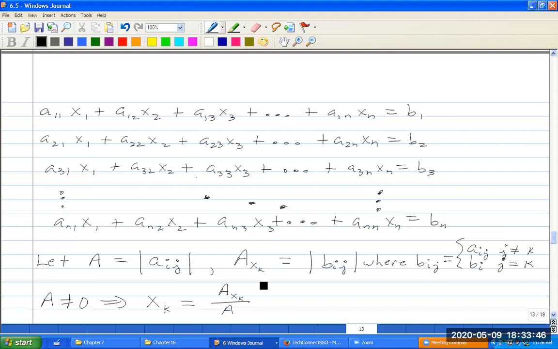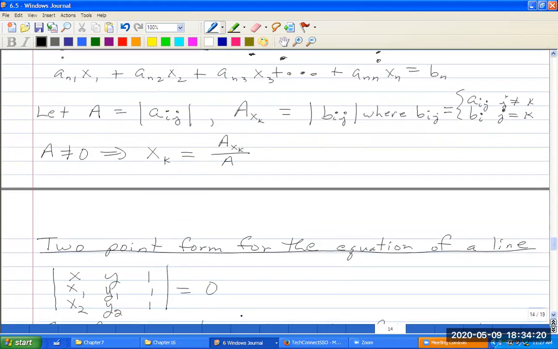A sub x sub k is just the determinant of the coefficient matrix A whose kth column is replaced by the non-homogeneous matrix. If the determinant of this coefficient matrix is not 0, then x sub k is just equal to A sub xk over A. And so this gives you a definite formula, so long as you have a consistent and independent system of linear equations, so long as you only have one solution.